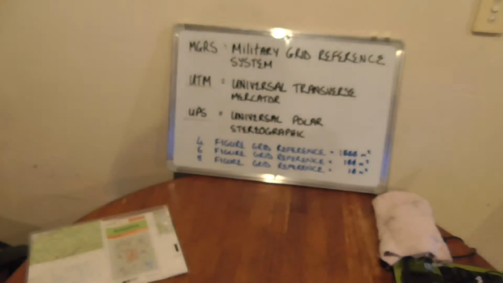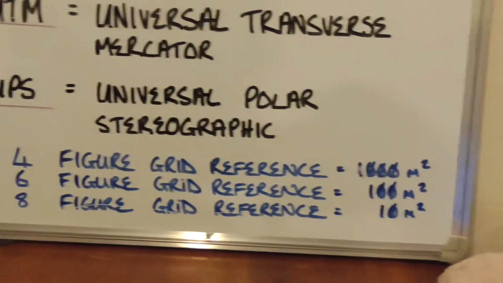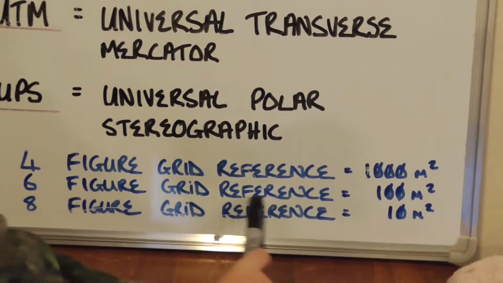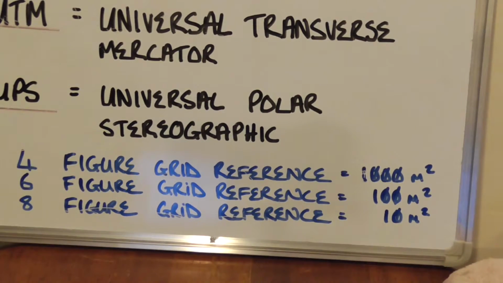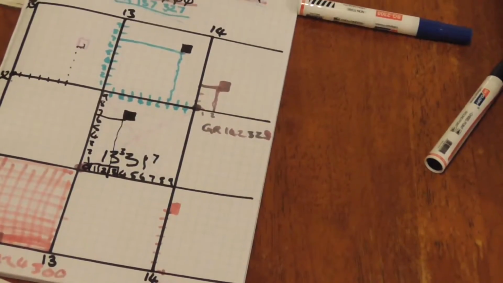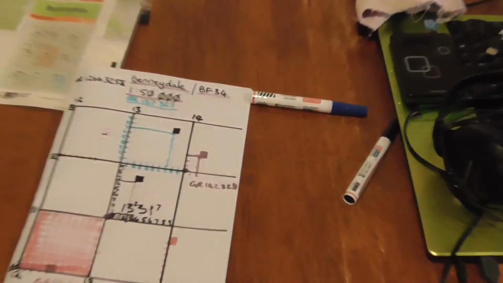Now, in general, we mainly use 6-figure grid references. A 6-figure grid reference is pretty accurate to 100 meters squared, and you can't really go wrong with that. So what we're going to do now is flick the page over.